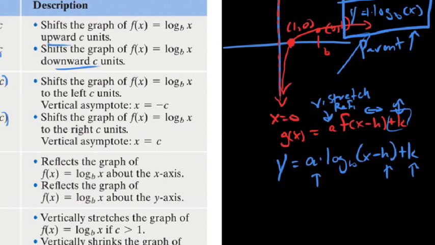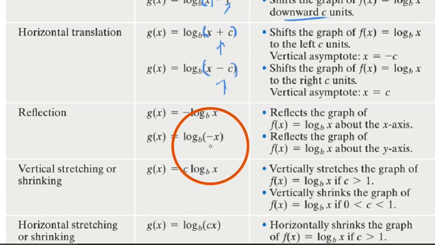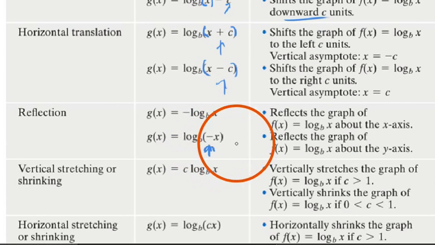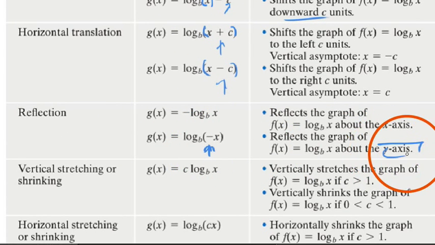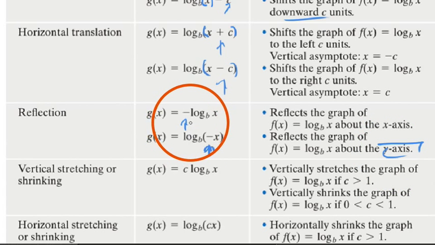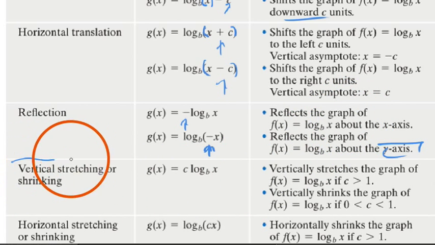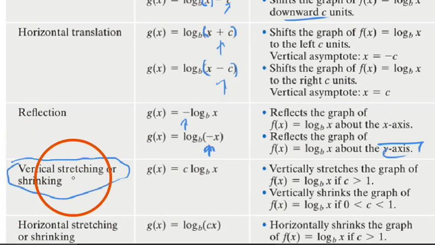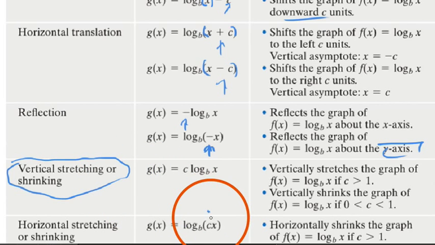And then what you see here with reflection is essentially this. I'll point out the negative x first. If you make your x value negative, it's a y-axis reflection. If you make your y value negative, which manifests itself out in front, then it's a reflection over the x-axis. And then we have our vertical stretch and shrink. I'm just going to designate this one as the primary one we look at. It's not often that we look at something like this, and if you do, maybe you can go look it up again.